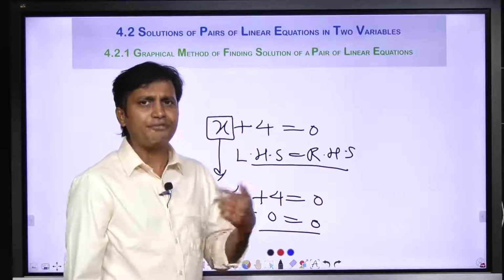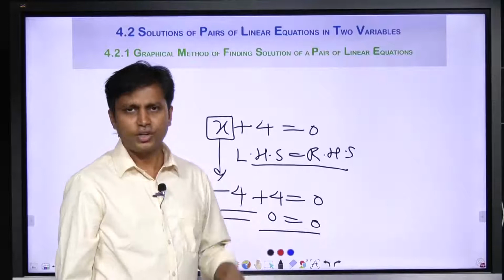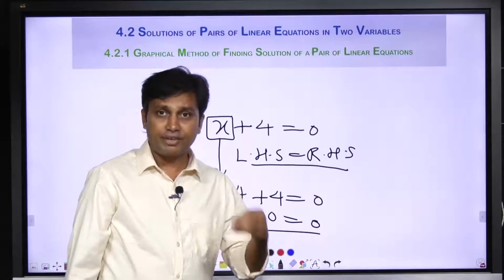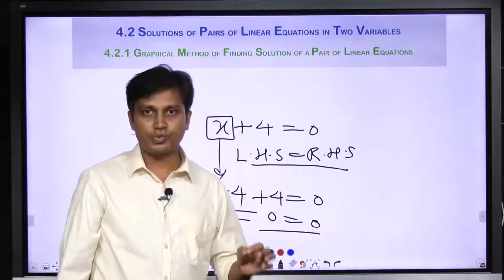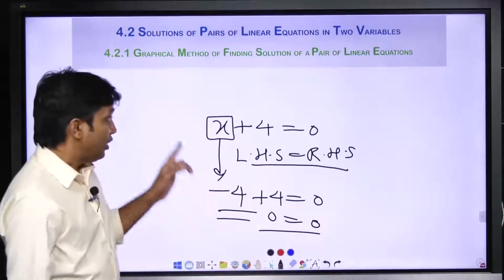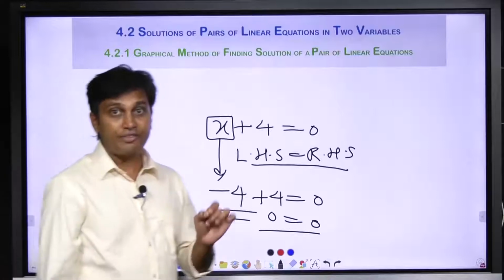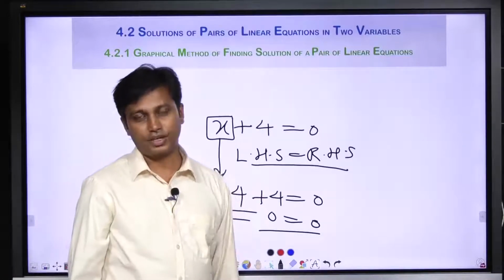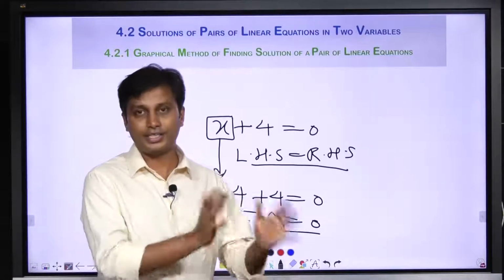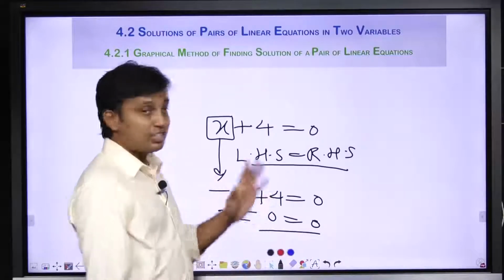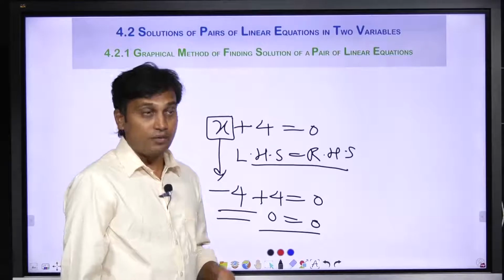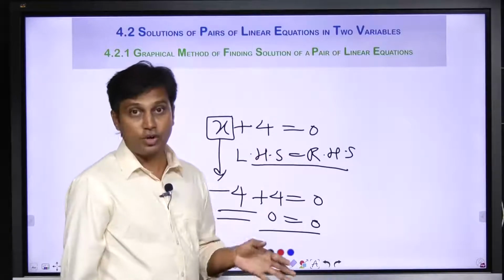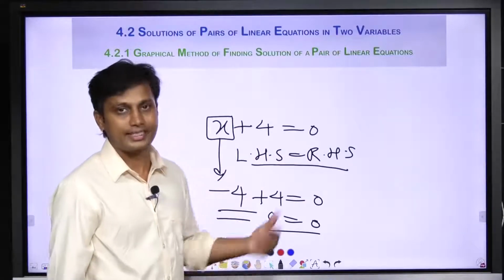How can we define the solution for a linear equation, or for an equation with any number of variables or of any order? Solution means the value of the variable for which the equation gets satisfied. That means LHS equal to RHS. Then that is called a solution of the given equation. Like that, for a linear equation in two variables also, how many solutions exist? Let us see.